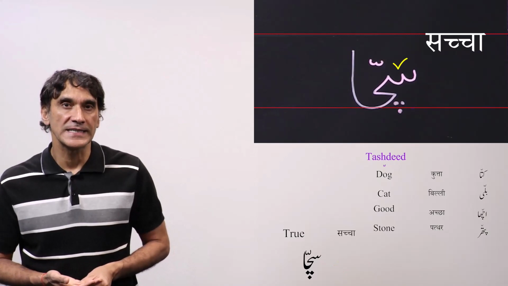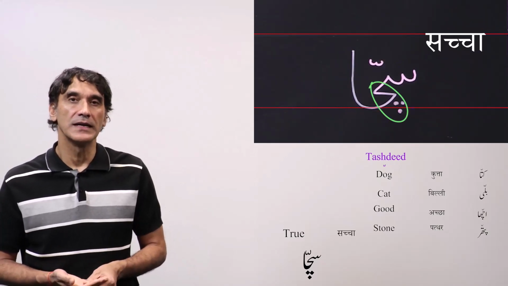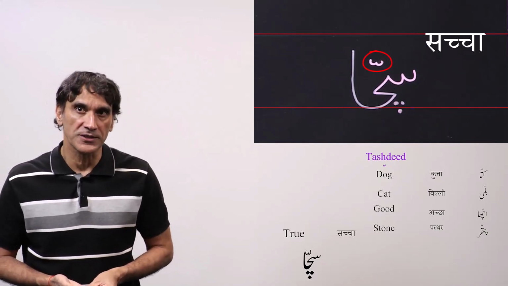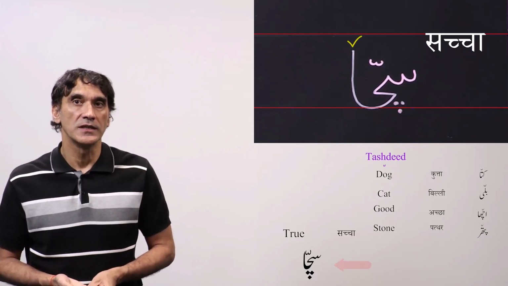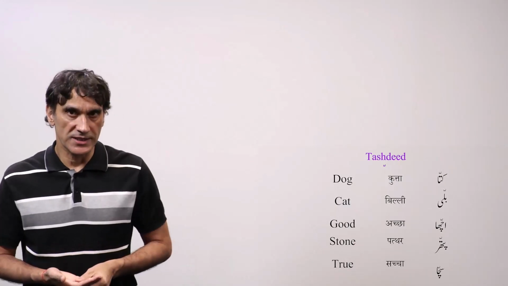The first letter is seen, so it takes the initial form, and then you have che in the medial form. Since che is reduplicated, there will be Tashdeed on top of it. And the final letter is alif that adds a matra to ch. So sacha, sacha. Let's now take all the words together.